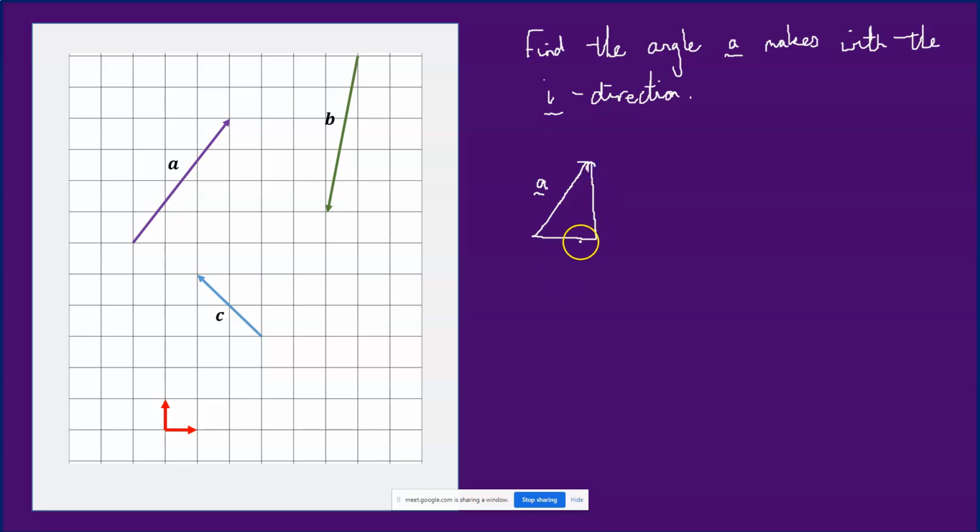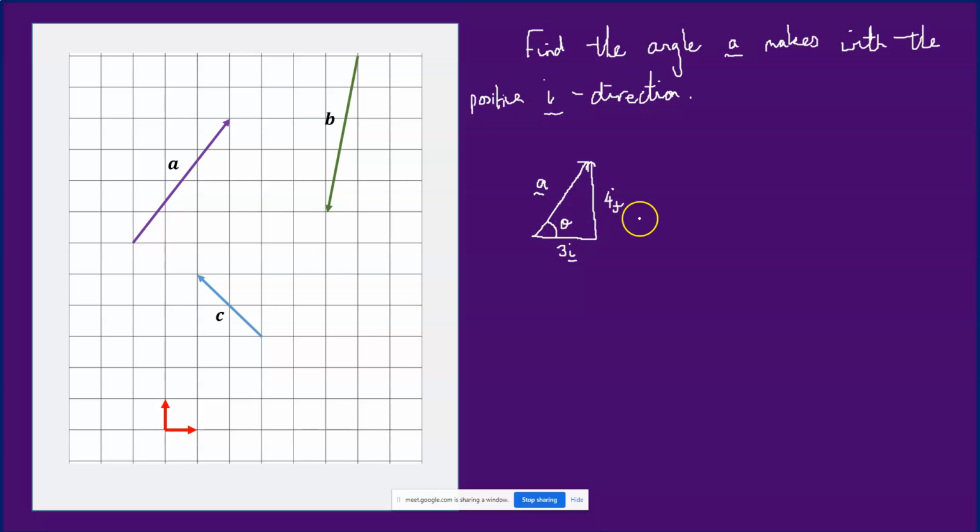So we know for this particular one, it's 3 across and it's 4 up. Okay, and it wants the angle it makes with the I direction. Now it should say something like the positive I direction. So basically I want the angle, I want that one there, which I'm going to call theta. I'm using lots of thetas.